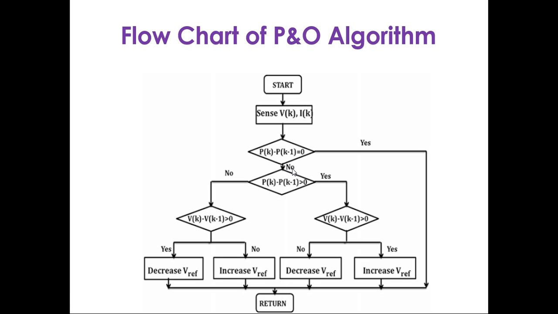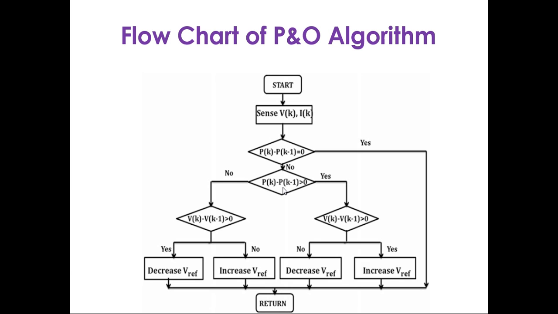If it is no, then there are two possibilities: the difference between present power and past power is greater than 0, or less than 0. If this difference is less than 0, then there is a decrement in the power. If greater than 0, then it is an increment in the power.